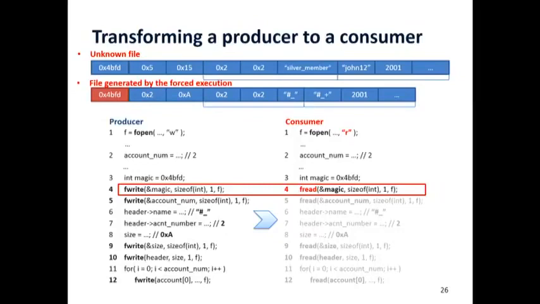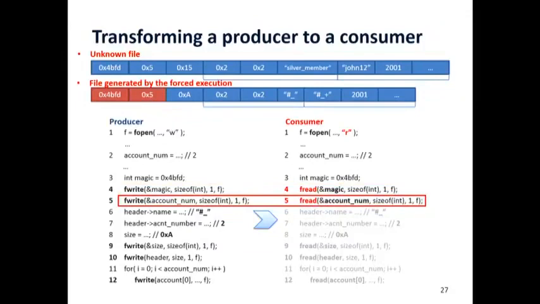And line number 3 is just constant, so it doesn't change. And at line number 4, instead of writing something to the file, we do a symmetric read operation. So it reads the first field from the unknown file. And since the first field is just constant, it doesn't really matter. And at line number 5, we also do the symmetric read operation.